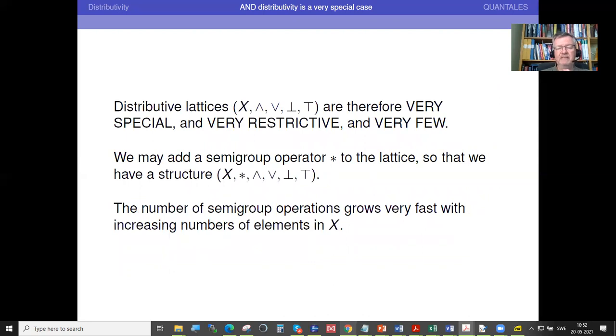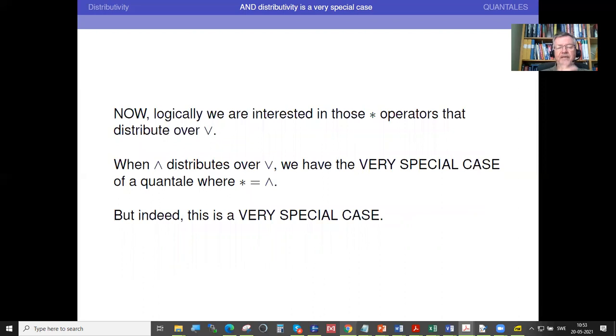So distributive lattices indeed are very special. They are very restrictive. They are very few. They are not bad, but you don't have many options to work with if you work only with distributive lattices. So you may add a semigroup operator so that we have a structure with the lattice and an additional semigroup operator. And now we are interested in those semigroup operators that distribute over join. And indeed, the special case is that the semigroup operator is meet. Then we have a very special case of a quantale. So distributive lattices are quantales as a very special case.